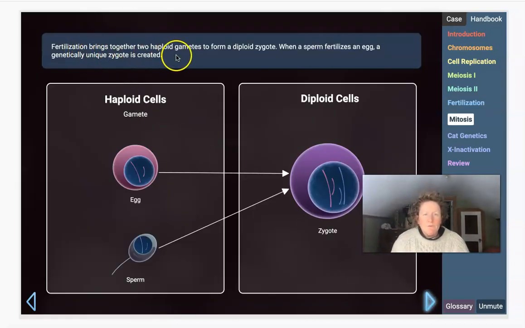Fertilization brings together two haploid gametes. That's half as many chromosomes. That's one N, or one copy of the chromosomes, in an egg or a sperm, to produce a diploid, that's two copies of the chromosome, zygote. A zygote is like the first cell we make organisms out of. It's egg plus sperm, and you start making the whole organism out of that single cell.